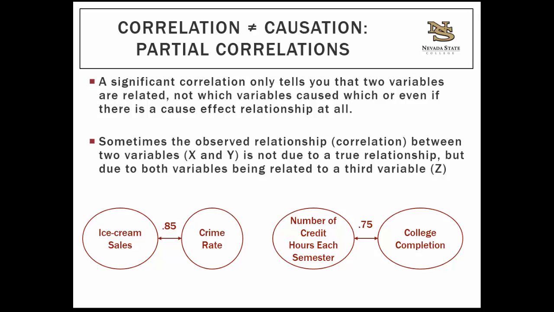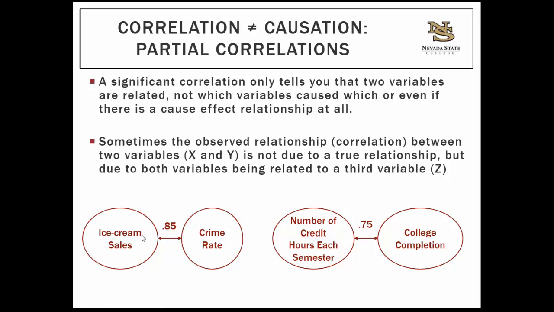Again, a significant correlation just tells you that two variables are related, but it doesn't tell you anything about causal effects. And sometimes you see a relationship between two variables and it doesn't really make sense. Maybe it's because these two things are related to a third variable and aren't actually related to one another.